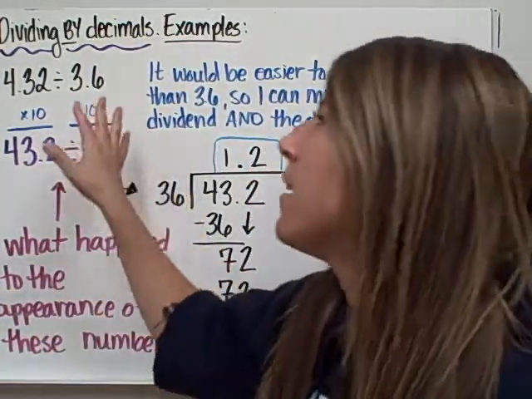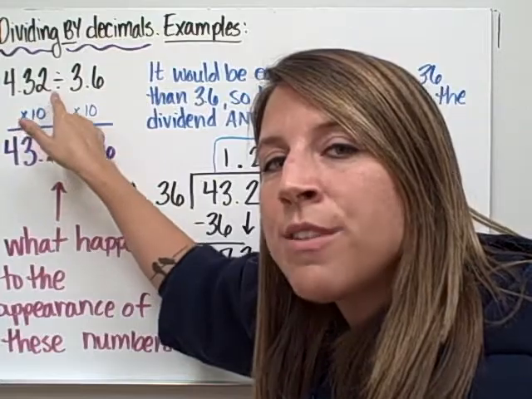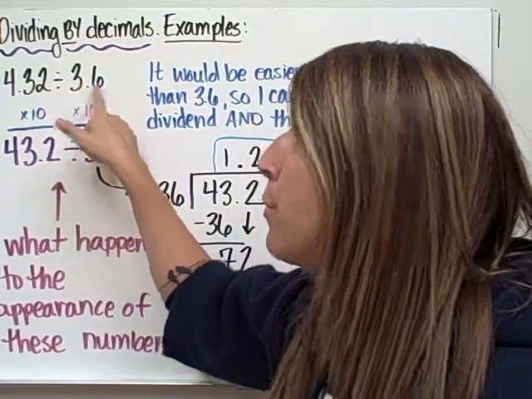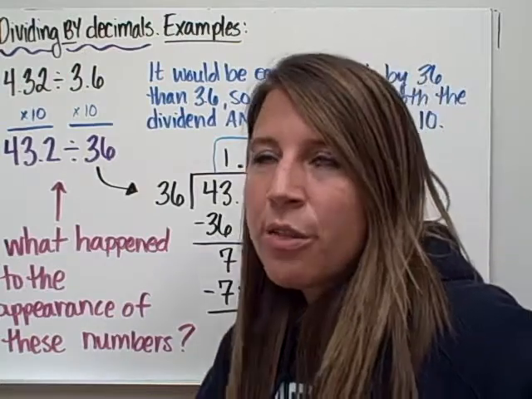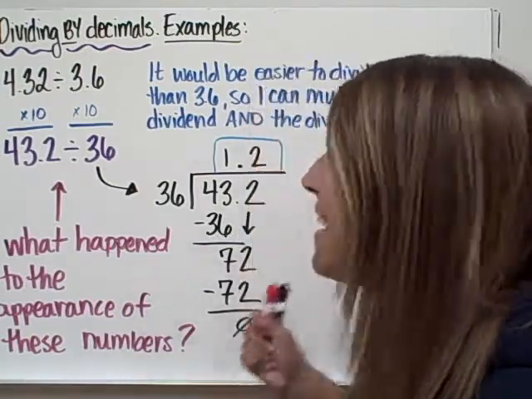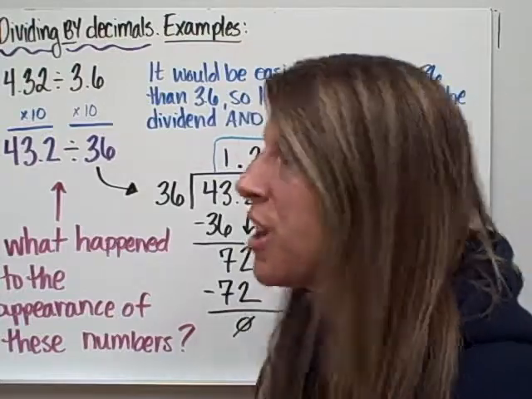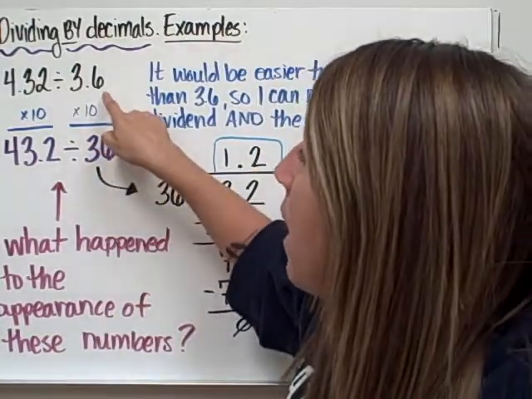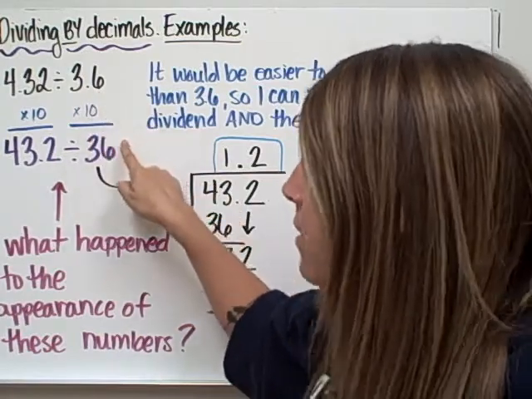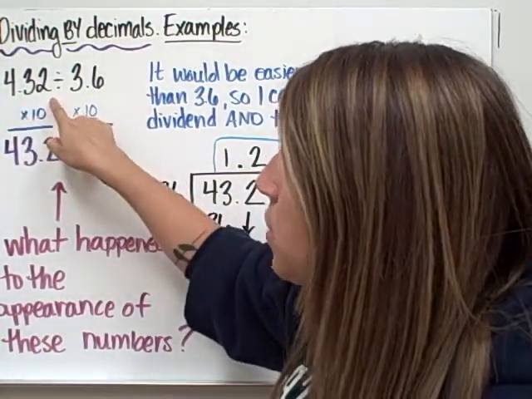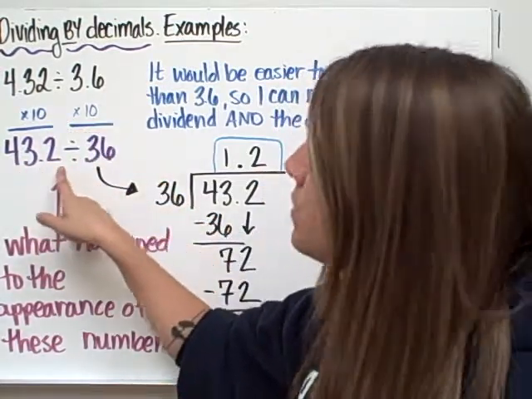If I take 4 and 32 hundredths and I'm dividing by 3 and 6/10, I don't want to divide by 3 and 6/10. It's not easy to divide by a decimal. I would rather divide by an integer. So I'm going to say, well, I can multiply 3 and 6/10 by 10 and I get 36. Well, 4 and 32 hundredths, if I multiply that by 10, that becomes 43 and 2/10.